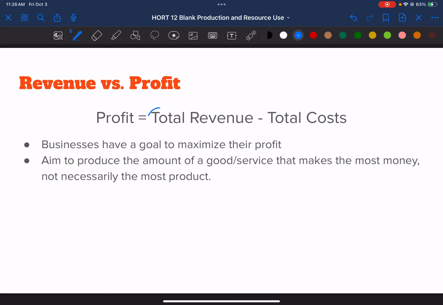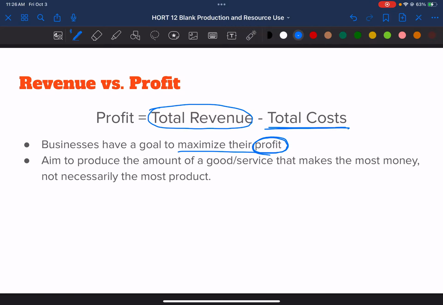Now, profit is something different. Profit is the total revenue minus the total costs. So it's what you have left over once you pay off all of the costs of making that product. Now, businesses have a goal to maximize their profit. And this doesn't necessarily mean maximizing their revenue, because what if as your revenue goes up, your costs go up faster than your revenue? Then you're going to be losing money, right? So our aim is to maximize profit here, not necessarily maximize revenue.